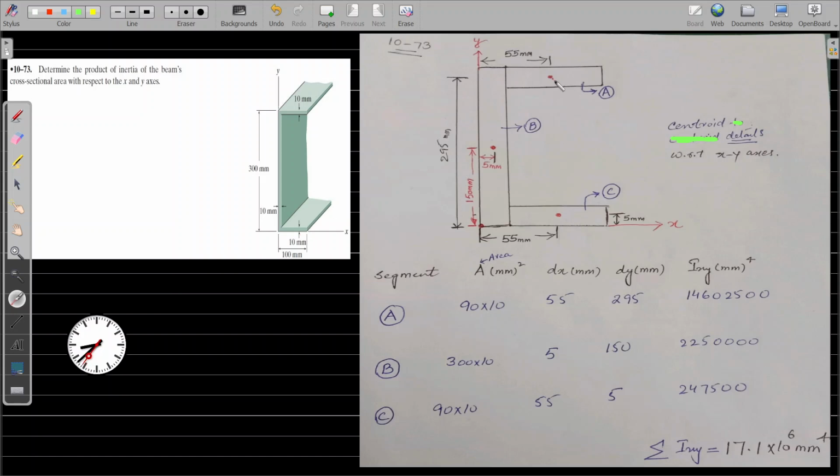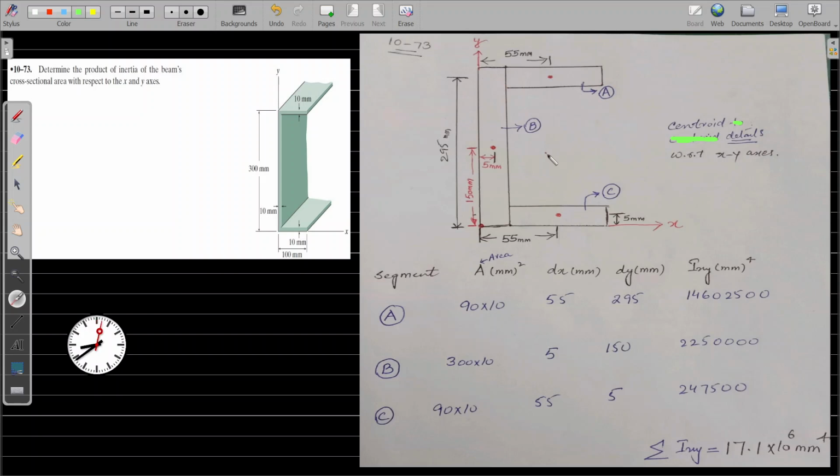So this is the center. From here to here it will be 45, and from here to here it will be 45, just for knowledge. But remember, the distance of this flange A from this y-axis is going to be 45 plus 10, which is 55. Okay, so let's start the calculation. The area of this flange A will be given as 90 into 10.